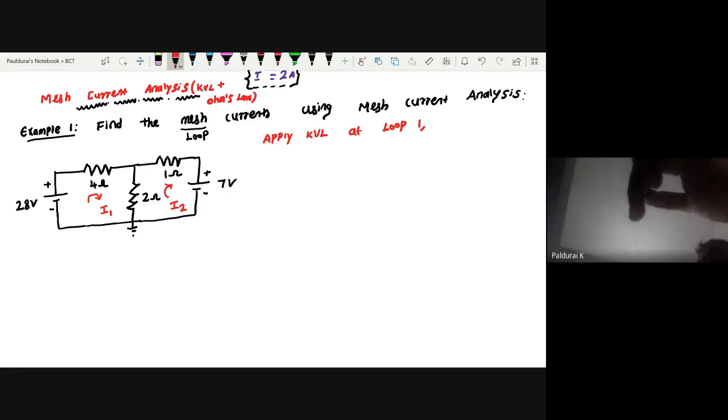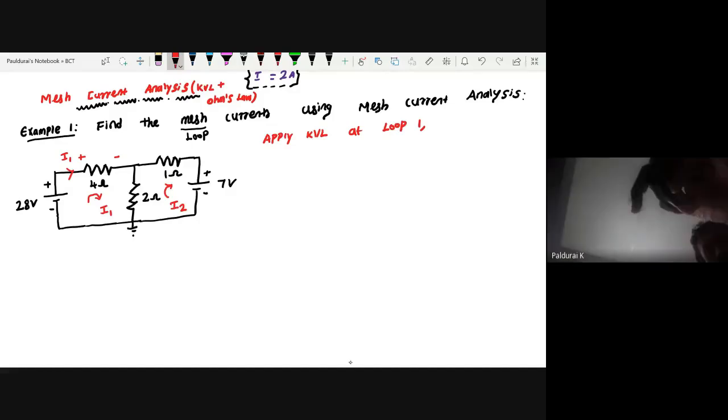What is the current flowing through the 4 ohm resistor? Anyone? What should we do first? There is no polarity for a resistor. What should we do first? Always take the current; this is my current. What is flowing here? I1 is flowing. So always this is plus: current entering terminal is plus, leaving is negative. So now what is the voltage drop across the 4 ohm resistor, as per Ohm's law?